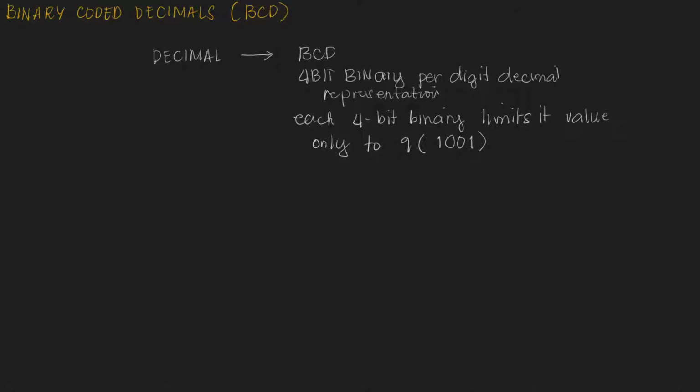So for example, convert the number 5 into a BCD equivalent. We have the concept that each digit in the decimal should be represented by a 4-bit binary number. So 5 is written in BCD as 0, 1, 0, 1.